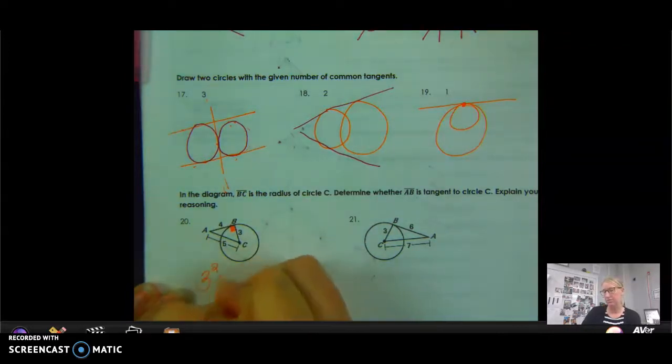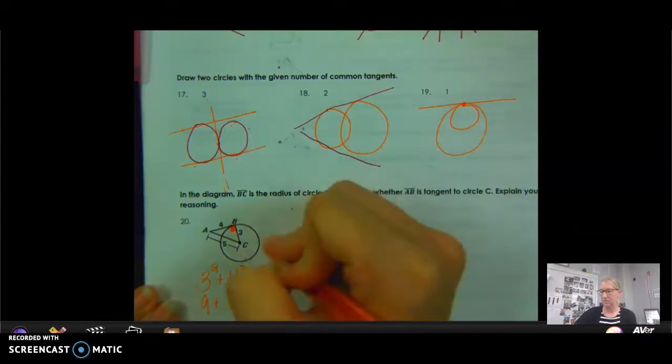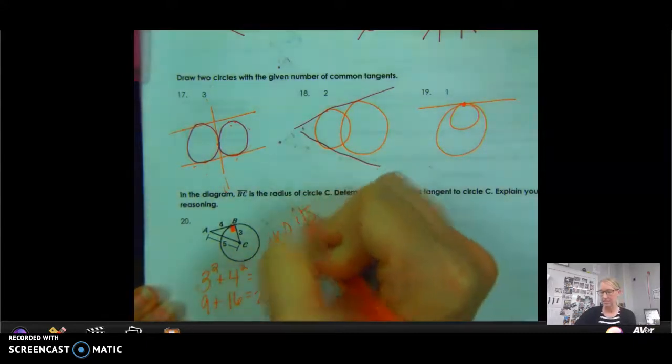So I'd have to be able to do 3 squared plus 4 squared to equal 5 squared. 3 squared is 9. 4 squared is 16. That should equal 25, and it does. So this is yes, it's a tangent.